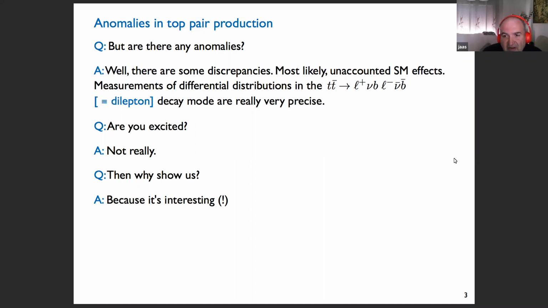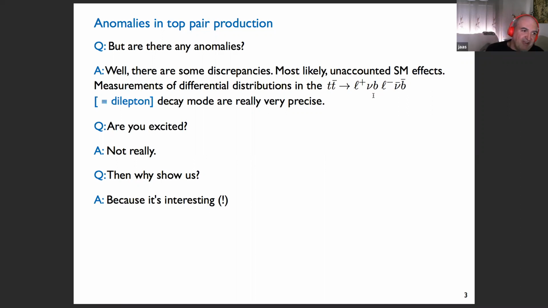And these anomalies arise because there have been measurements of differential distributions in top anti-top production and decay to leptons, neutrinos, and of course b quarks. This mode is called the dilepton one because it has, as you see, 2 leptons, electrons or muons. And in this final state, the measurements made by Atlas and CMS are really very precise. And so discrepancies may arise.